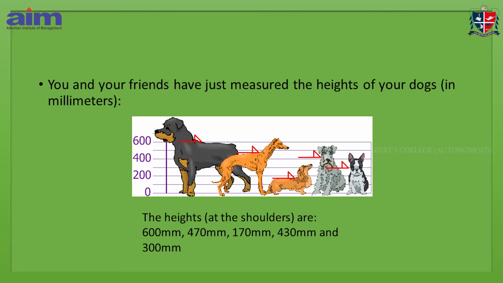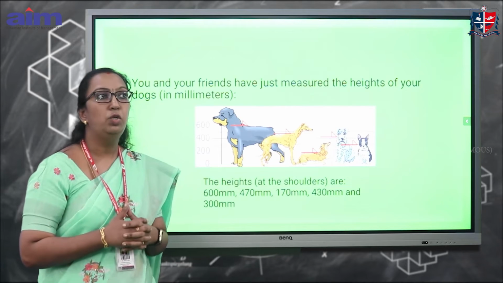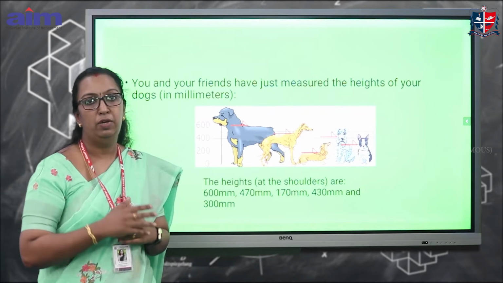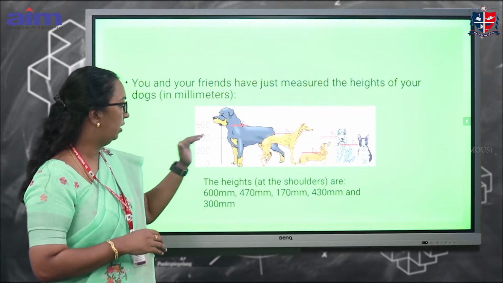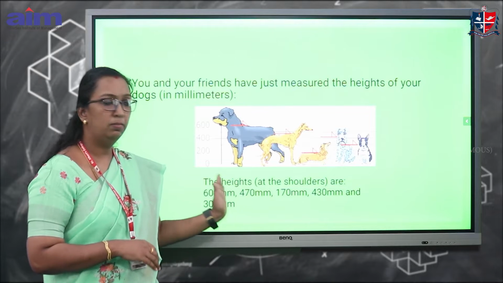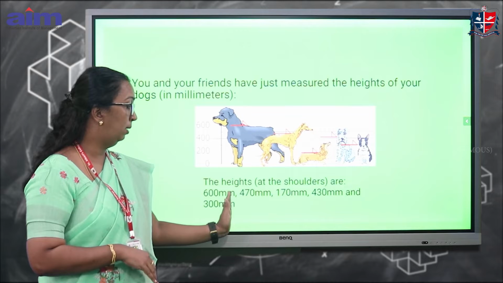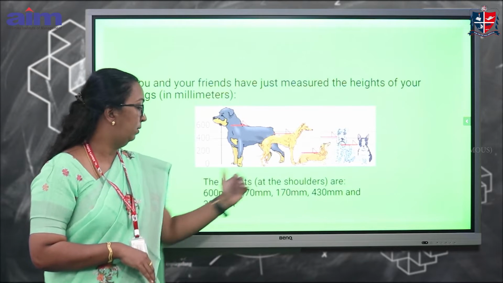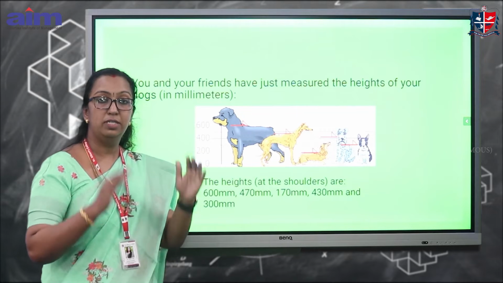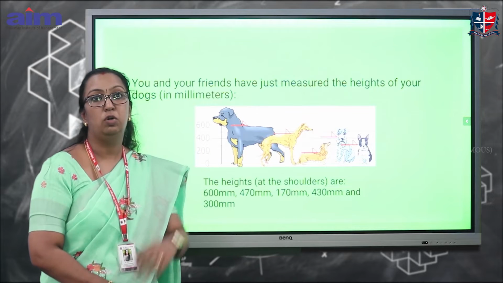Say for example, you have a set of dogs among your friends. You wanted to find out the height of those dogs. So you have collected the data, and the heights are 600 millimeter, 470 millimeter, 170 millimeter, 430 millimeter, and 300 millimeter. So this is the data set that you have received after measuring the height of the dogs.